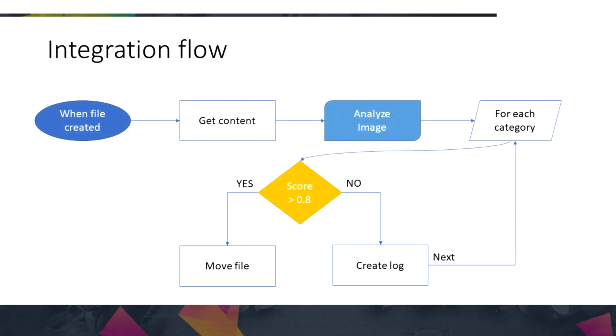Before we look into Logic Apps, let's brainstorm a little bit how this integration flow will look. So the idea is when I upload a file into OneDrive, in a common folder where we dump all our pictures, I extract the content of the picture and analyze the image with the API that we have just seen, so with Computer Vision, and then this API will produce a list of tags or categories. So I will set a condition. If the score is, say, higher than 80%, so 0.8, I'll move the file into a folder named after that category. Otherwise, I'll create a log and move on to the next one.